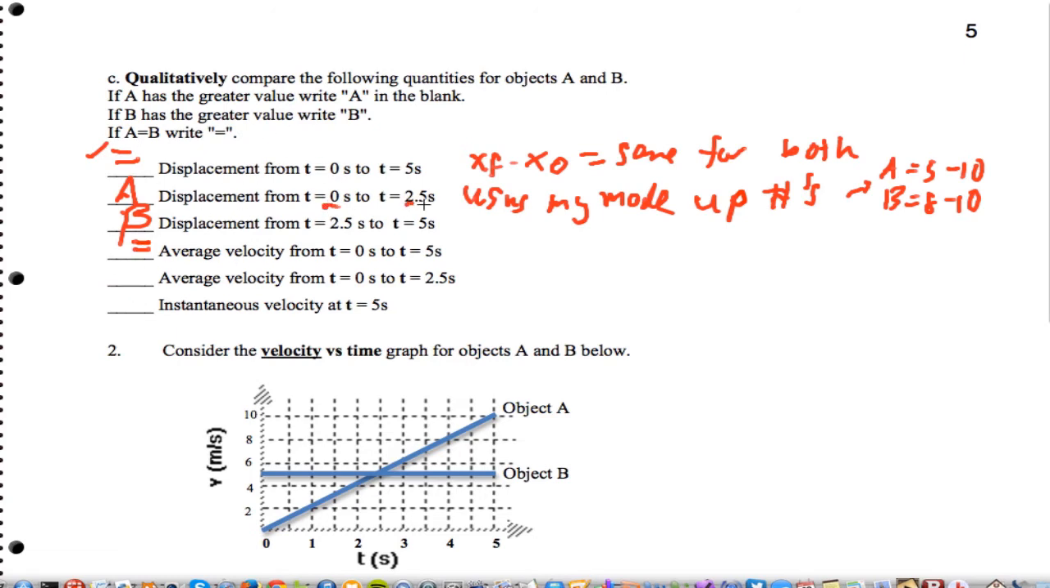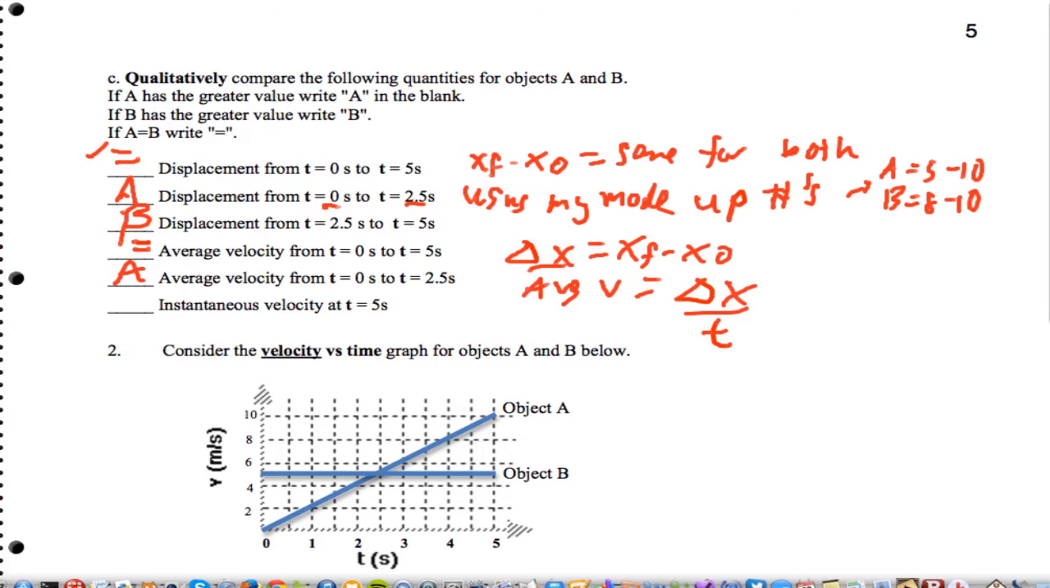And so for 0 to 2.5 we compare displacement. That's x final minus x initial. And average velocity is going to be displacement divided by the time. And since the time is the same for each, if I get the same displacement, I get the same average velocity. If A has a bigger displacement, then it has a bigger average velocity.